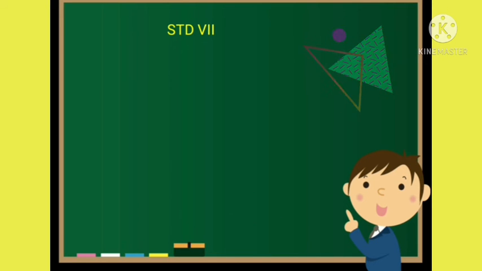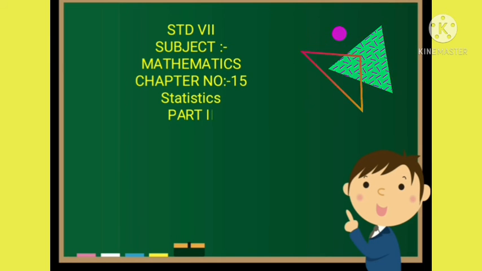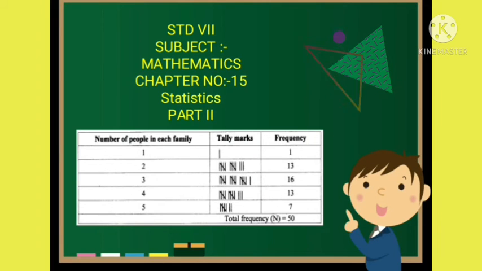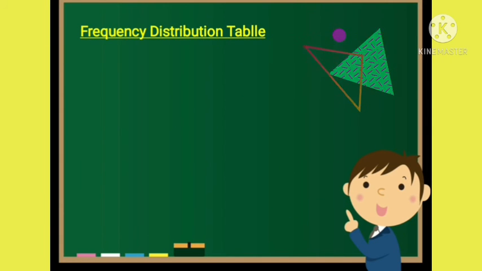I have come with the video of Standard 7th Mathematics, Chapter number 15, Statistics, Part 2. In Part 1, we had learned how to find the average. Now in this part, we are going to learn how to prepare the frequency distribution table.